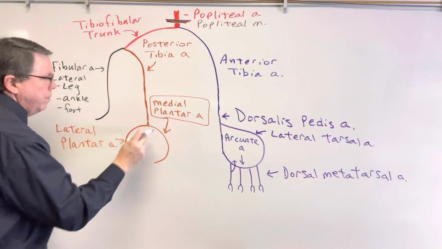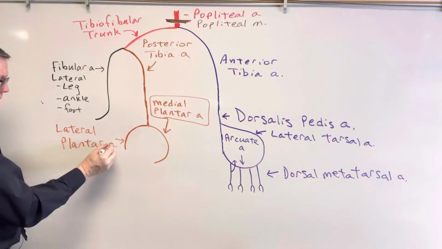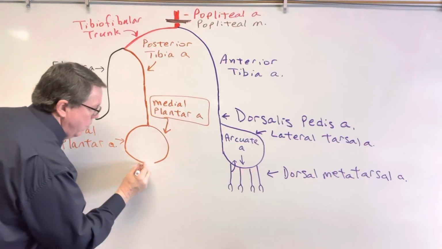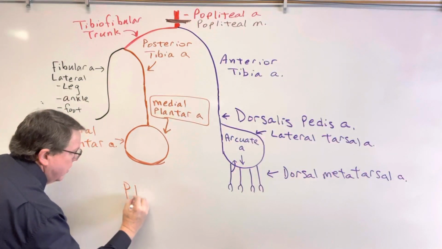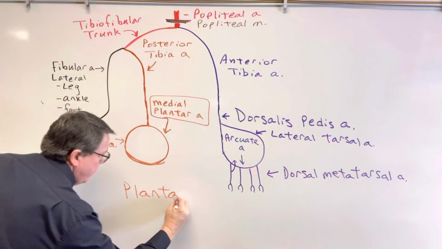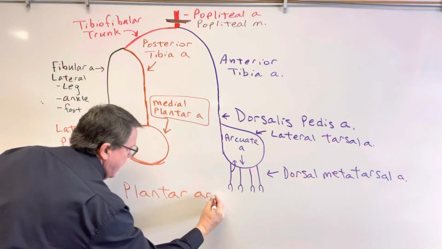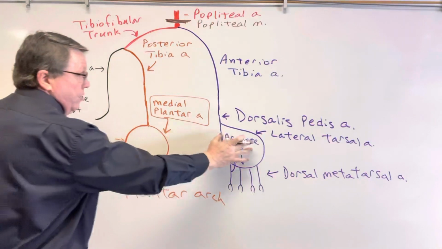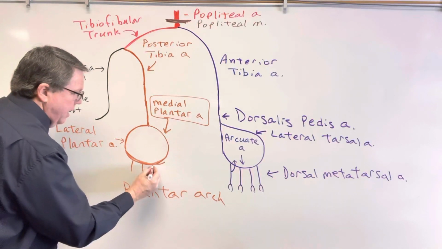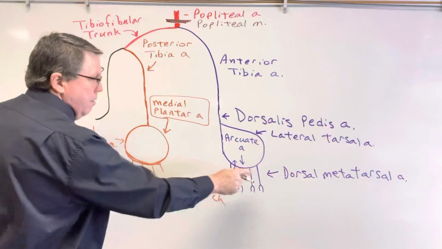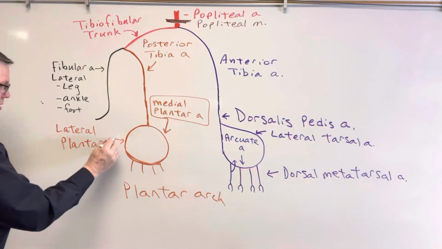And then these two plantar arteries are going to come together, and they're going to form what we call the plantar arch. So this is going to be the plantar arch. And again, now this is on the bottom of the foot. This was the top of the foot. This is the bottom of the foot. Okay, so that's the plantar arch. And then I'm going to have my plantar metatarsal artery. So let's go like this.